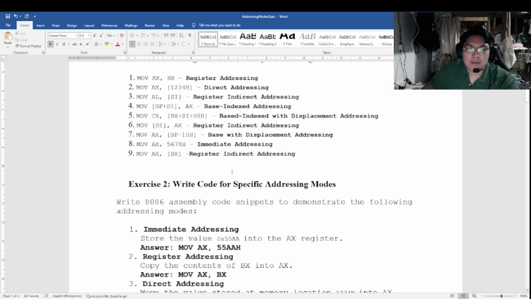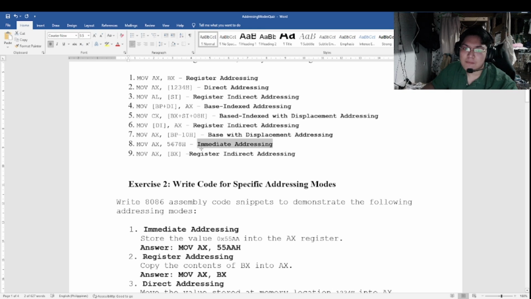And for number 7, my answer is base with displacement addressing. This is because the address is calculated by adding BP and a displacement of negative 10H, or dash 10H, and the value at that address is then moved into the AX.